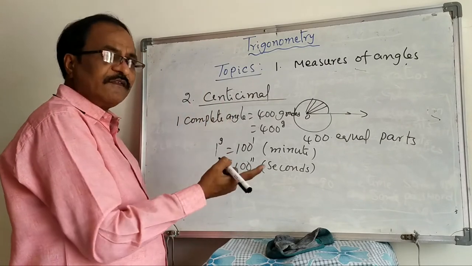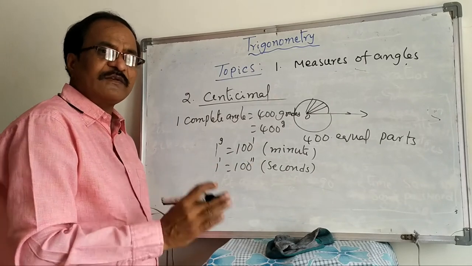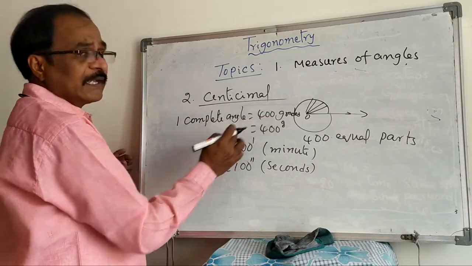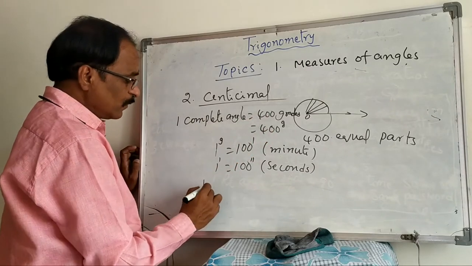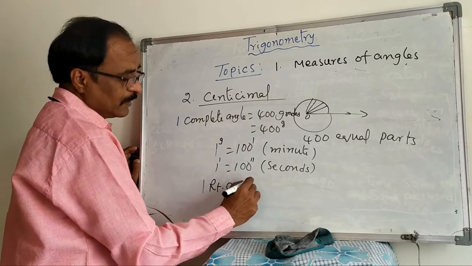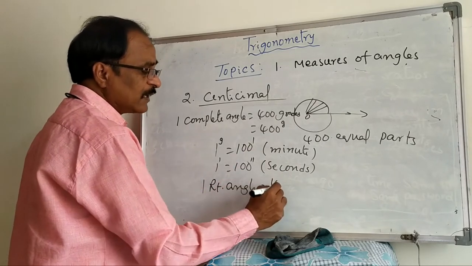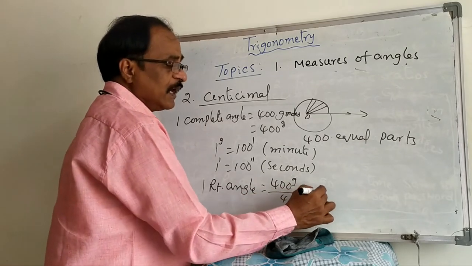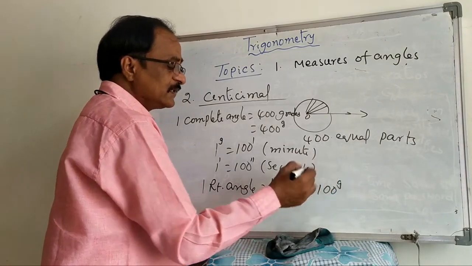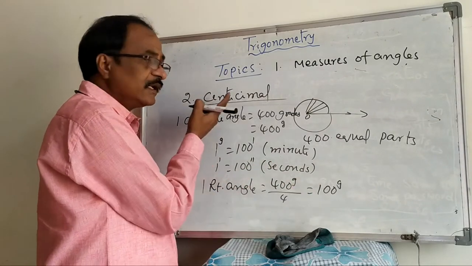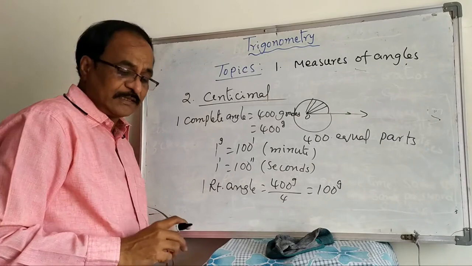Here also the right angle is the same, that is 1/4 of the complete angle. So one right angle is equal to the complete angle, 400 grades, divided by 4, that is equal to 100 grades. One right angle is equal to 100 grades in centesimal measure.